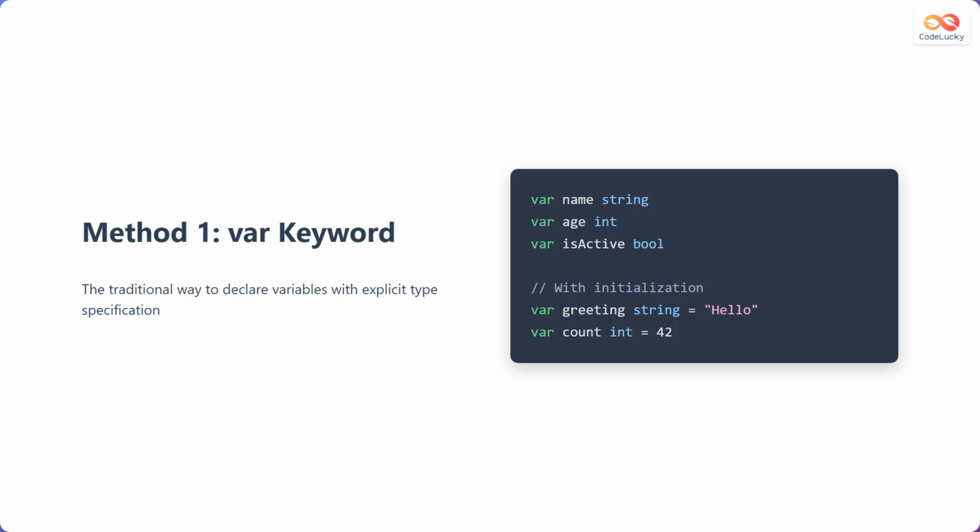You can also initialize the variable at the time of declaration. For example, var greeting string = "hello" declares a string variable greeting and initializes it with the value hello. var count int = 42 declares an integer variable count and initializes it with the value 42.